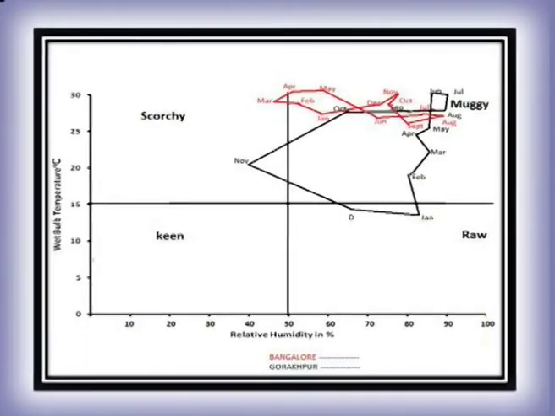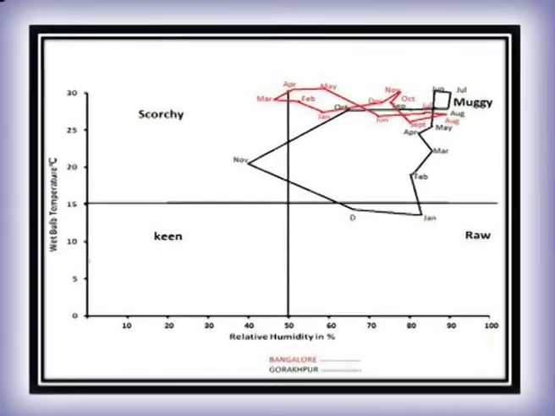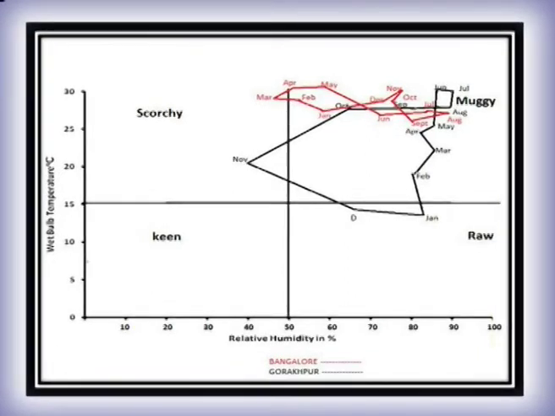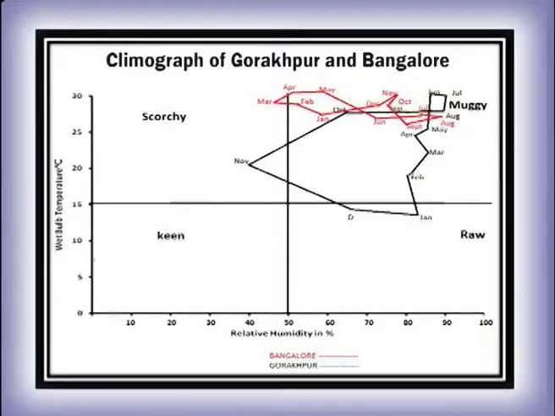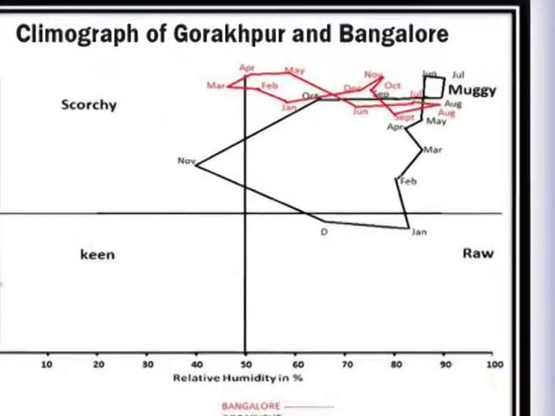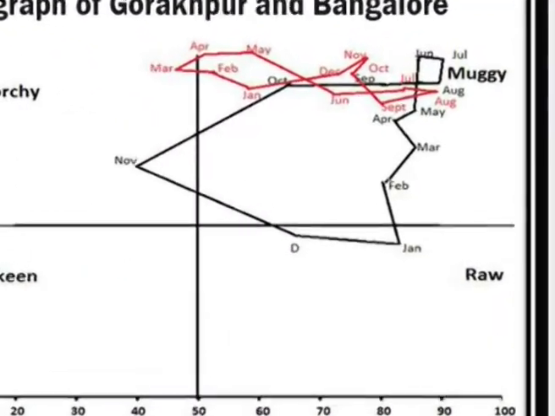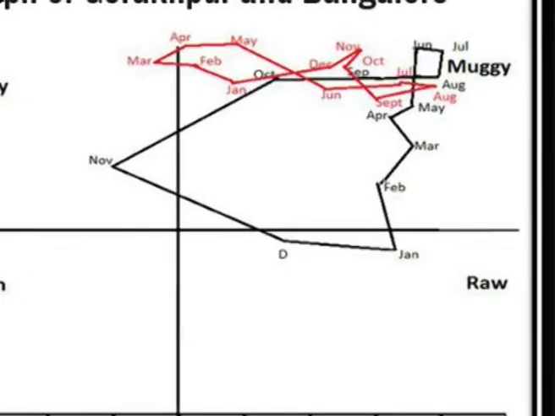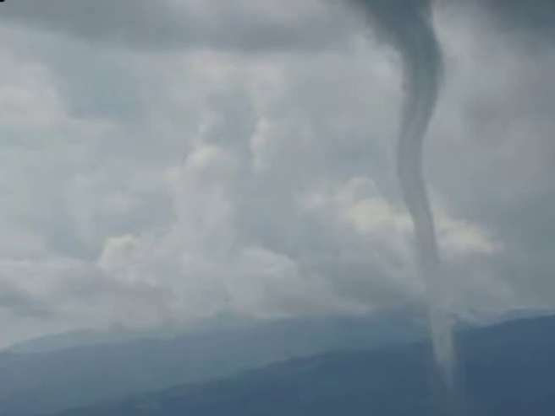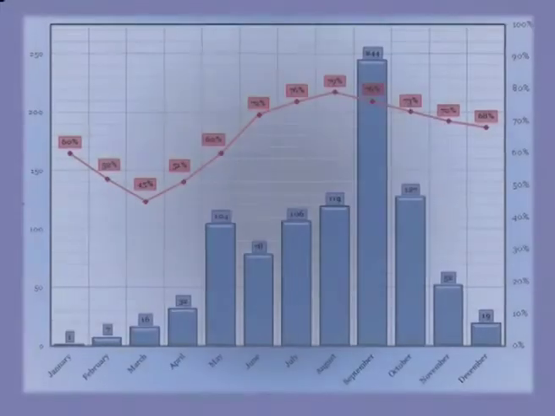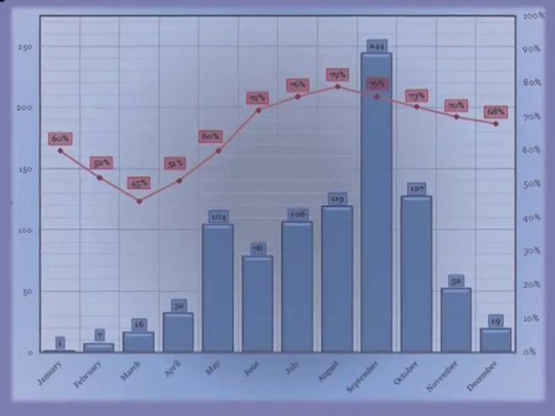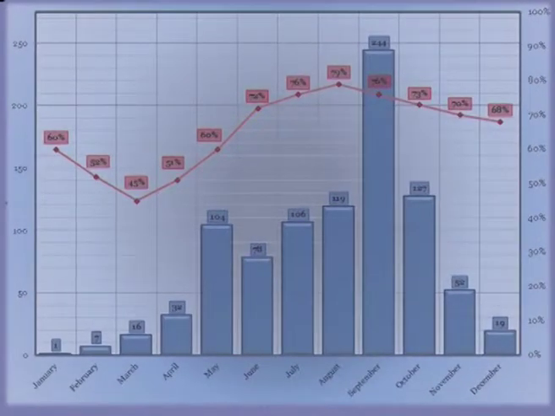How to read the climograph? The 4 sides of the graph have extreme climatic conditions called scorchy, muggy, raw and keen. They graphically represent qualitative human comfort levels with a given humidity and temperature condition. The analysis of the climograph for Gorakhpur shows that a muggy climate is present, with more moisture and more temperature in the atmosphere. This gives an indication of more rainfall starting from May up till August.